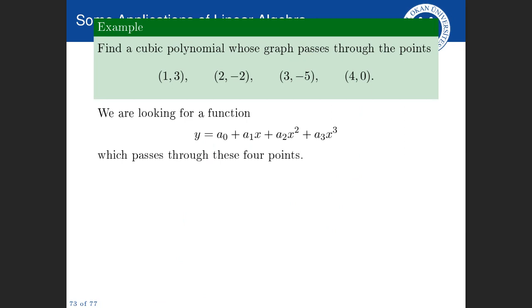So, for example, we might have a question like this. Find a cubic polynomial whose graph passes through the points (1, 3), (2, -2), (3, -5), and (4, 0). We're looking for a function y is equal to a0 plus a1x plus a2x squared plus a3x cubed, which passes through these 4 points.